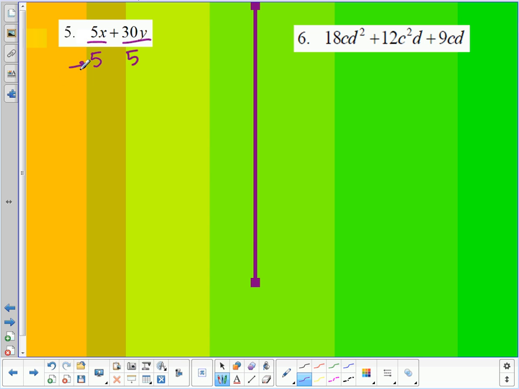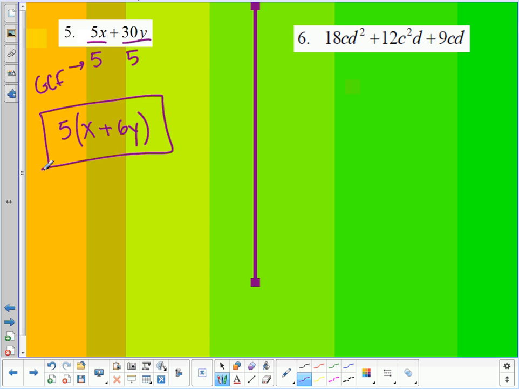My GCF is just 5. That's the only thing I'm going to have out front. Then behind the leftovers, 5x divided by 5 is just x. 30y divided by 5 is 6y. So I have 5 times the quantity, x plus 6y, and that's my factored form. Let's do one more example together.